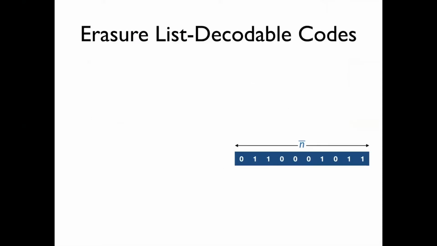Okay, so let's get right to defining our main object, which is erasure list-decodable codes. In erasure codes, we wish to recover a message corrupted with adversarial erasures, meaning some of the bits are masked as erased. And when the fraction of erasures is too high and we cannot hope for unique decoding, we can resort to list decoding.